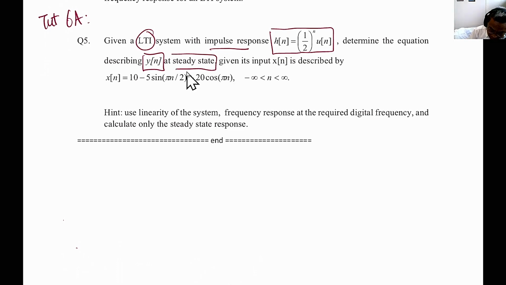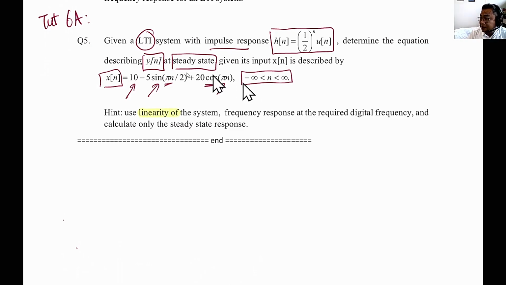Later on, you'll see this is important, given that this is the input, which is a sine at pi over 2 n, as well as a cosine at pi radians per sample. And this is from minus infinity to infinity. The hint is given by this.